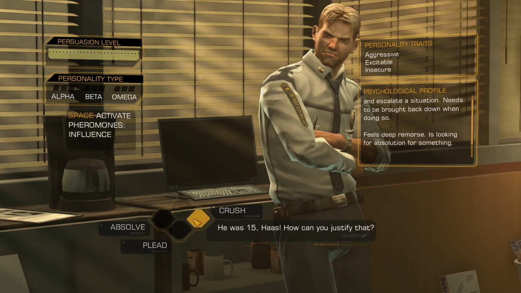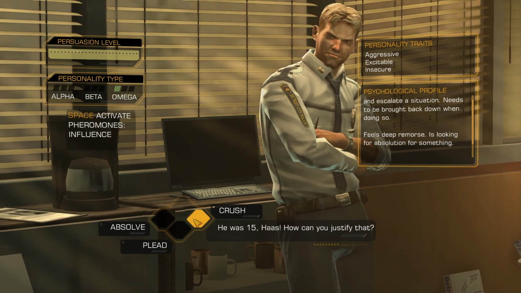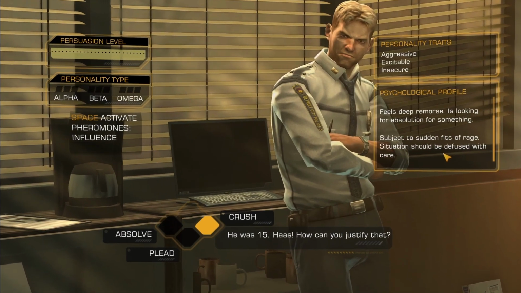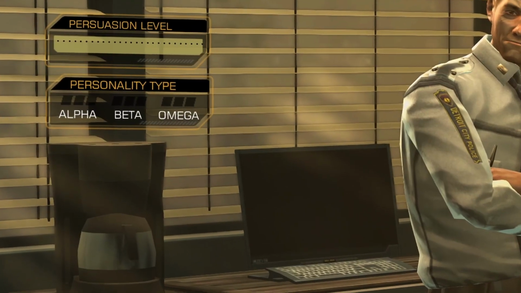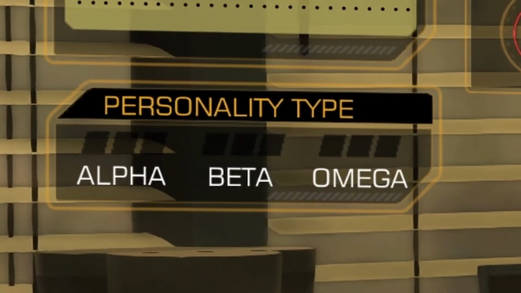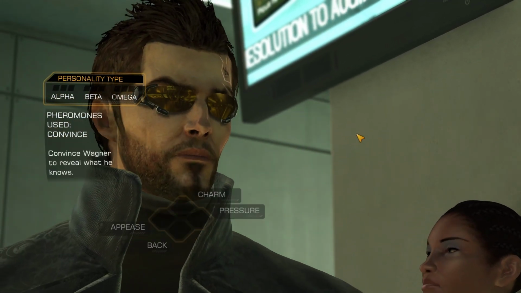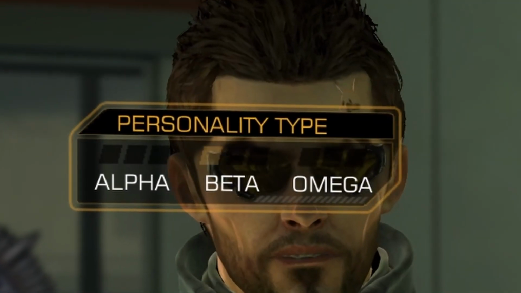This gives you about 4 to 5 different visual elements you need to keep track of: persuasion level meter, psych profile, personality traits, etc. However, the most important visual element here is the red pill coach personality type bar below the persuasion meter. It divides the personality types of your targets into alpha, beta, and omega. Each personality type requires a different approach, and you will know what the right approach is if you pay attention to the flashing of the 3 dots below each personality type.